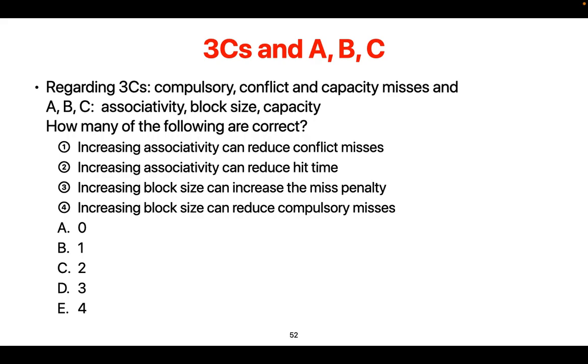So we have compulsory, conflict and capacity misses. We have ABCs. Now we want to connect them together. So can increasing associativity reduce conflict misses? Yes. You have seen a sufficient number of examples, right? When we simulate two-way caches versus direct-mapped caches, when we simulate Intel processors versus Tegra processors, it's all about associativity, right? So the first one is a yes.